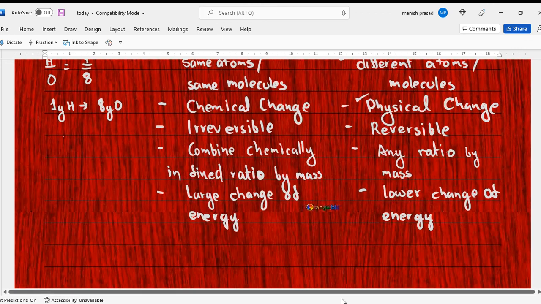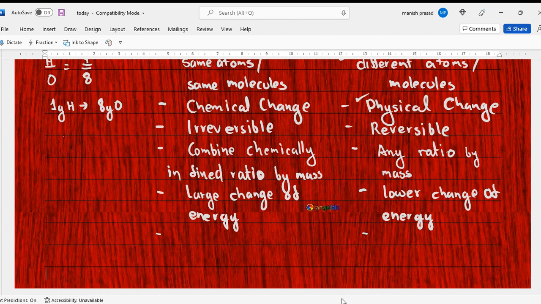In which one do the properties get altered? The compound. Yes, properties are different than the one we started with. Here, in a mixture, the properties are the same.